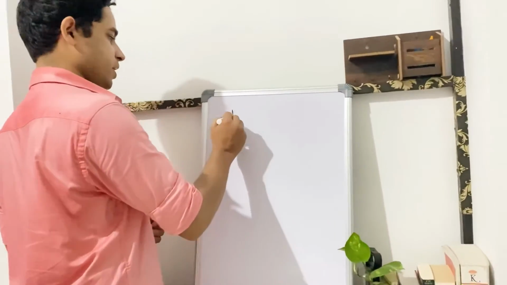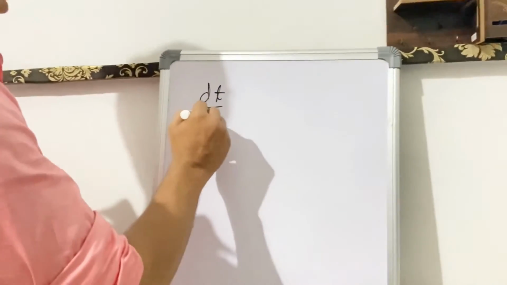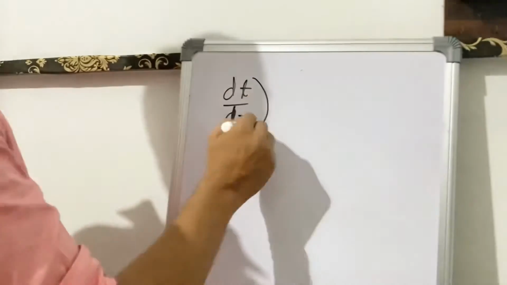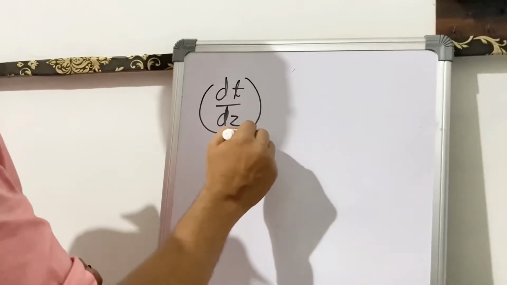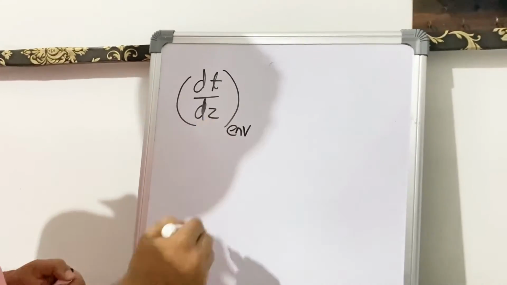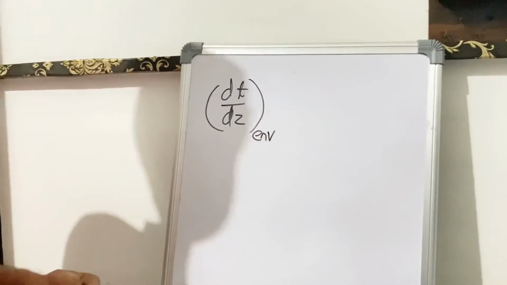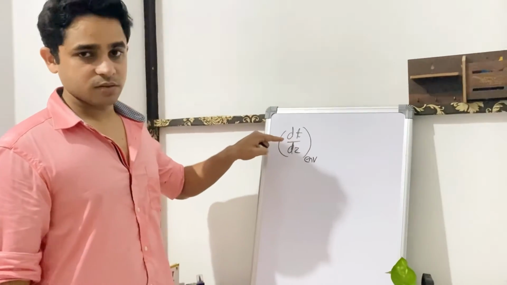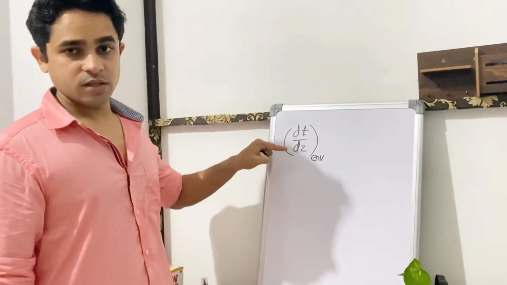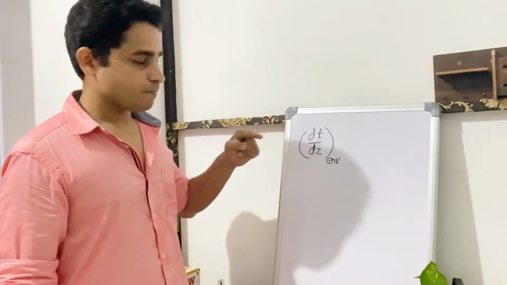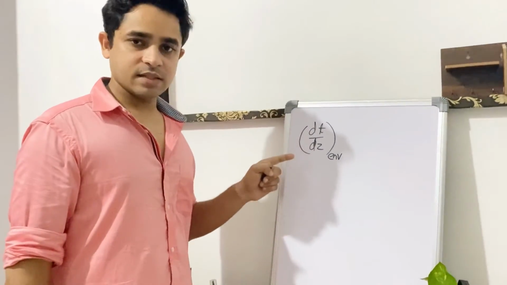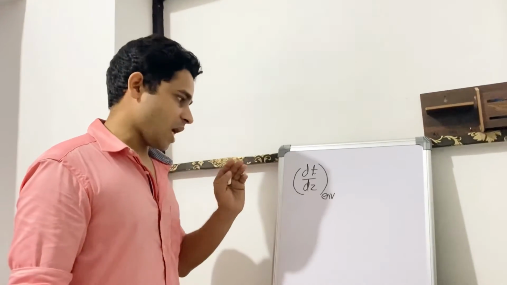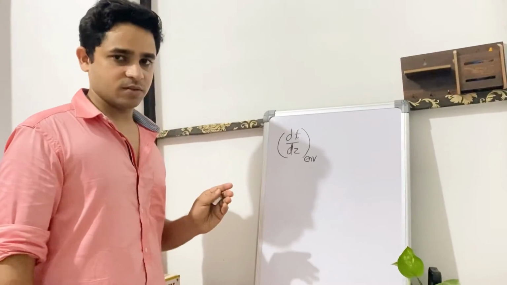Consider dT by dz, and this is environmental lapse rate. dT by dz is simply temperature decrease. dT is the temperature decrease, and dz is the elevation increase. Since these two are inversely proportional to each other in the lapse rate, as one changes the other changes oppositely.